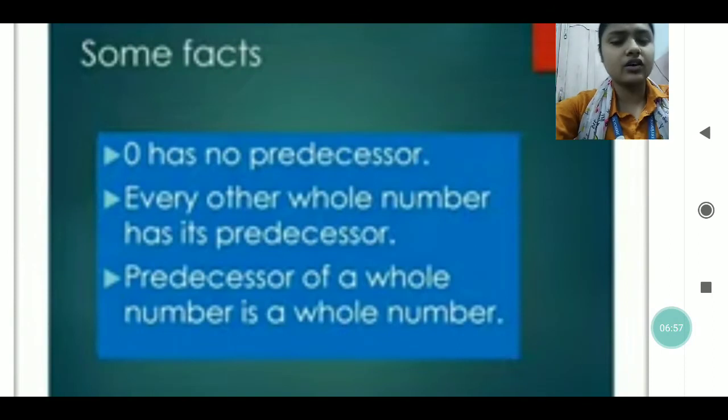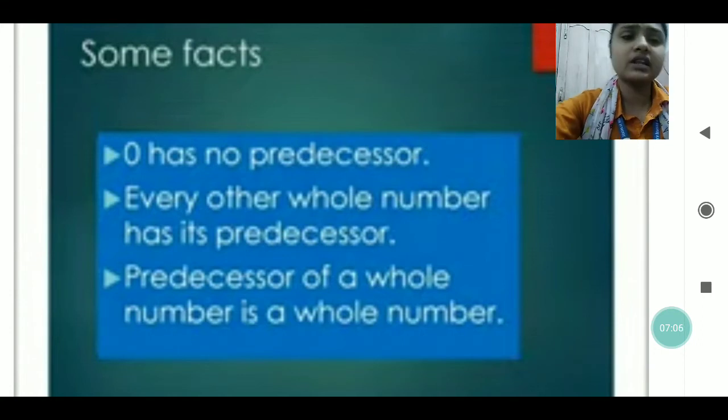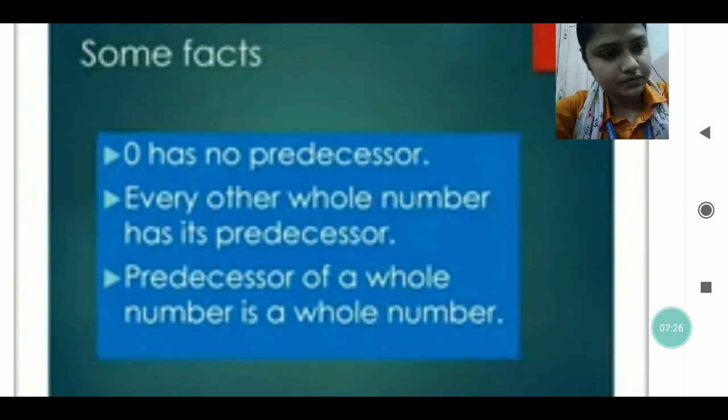Some facts are there about predecessor. 0 has no predecessor, that I have already explained. Every other whole number has its predecessor, means all the other numbers. Only 0 does not have a predecessor. Rest all, 1, 2, 3 or any big number, have their predecessor. The predecessor of a whole number is a whole number, as we have learned that the successor of a whole number is a whole number.